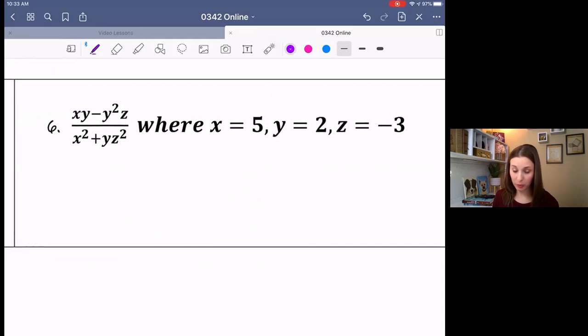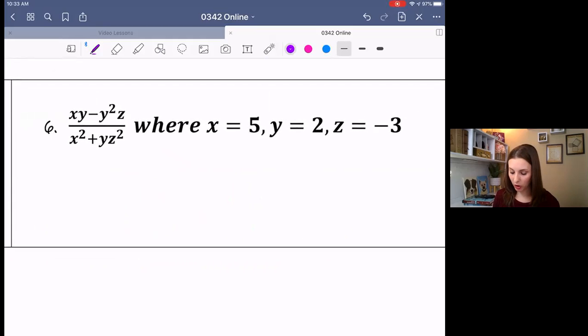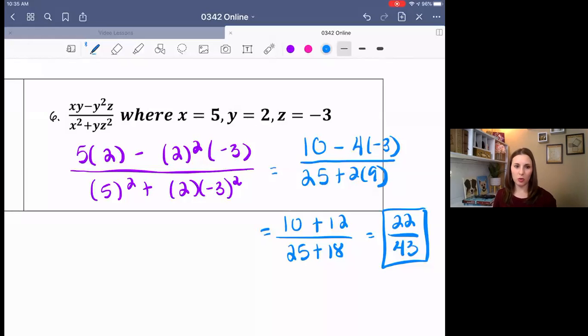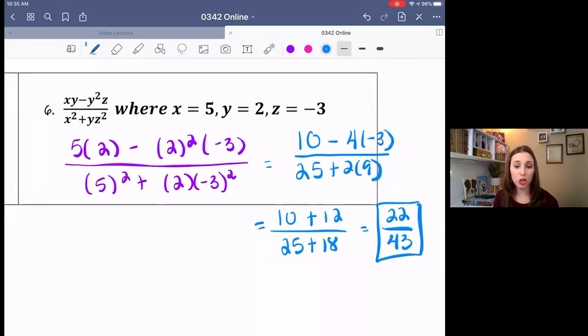Last one. Ooh, we have 3 variables. Pause it, work on it, come back. Okay, so once you finish, you should get something like this. You end up with 22 over 43, which does not reduce. So that would be your answer.